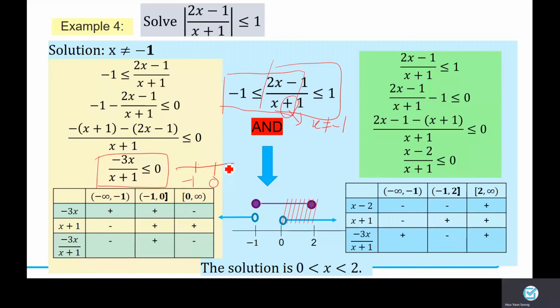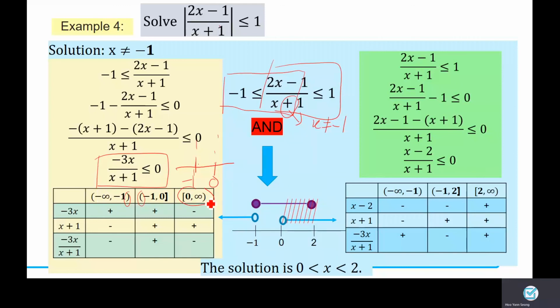So we have 3 different regions. The first one is greater than 0, the second one is in between -1 and 0, and the third one is less than -1. Remember, just now we already said that x cannot be -1. That's why this one is not a square bracket; this one is a round bracket.